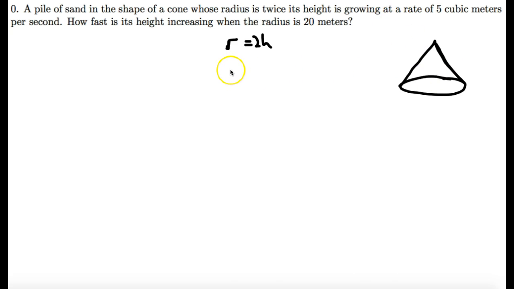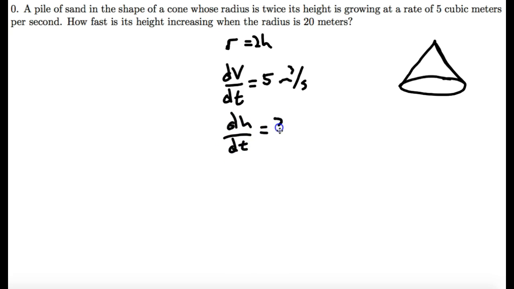The pile itself is growing at a rate, so dV/dt is 5 cubic meters per second. So meters cubed per second. How fast is the height increasing? So what I want to find is dH/dt when the radius is 20 meters. All right. So when r equals 20.